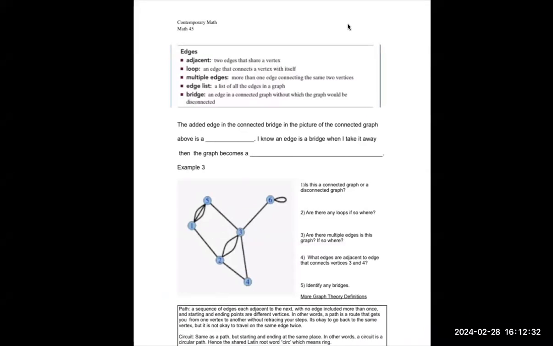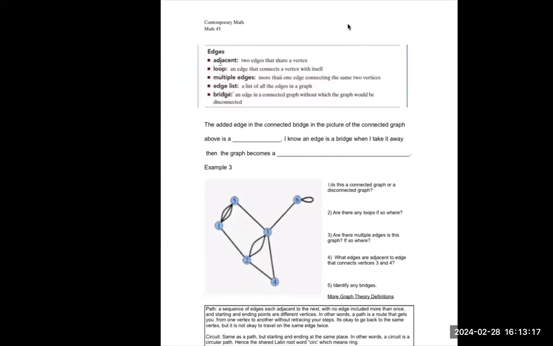All right, then coming up next, we have some more definitions, and this is involving edges. So 2 edges are adjacent if they share the same vertex. A loop, we saw a loop in the previous problem. A loop is an edge that connects a vertex with itself. So sometimes that happens. And then there's multiple edges, and we saw that in our first example where you have more than one bridge connecting 2 locations. And then an edge list is just a list of all the edges, which you kind of did already in the first problem. And a bridge, this is a new definition. It's an edge in a connected graph without which the graph would be disconnected.